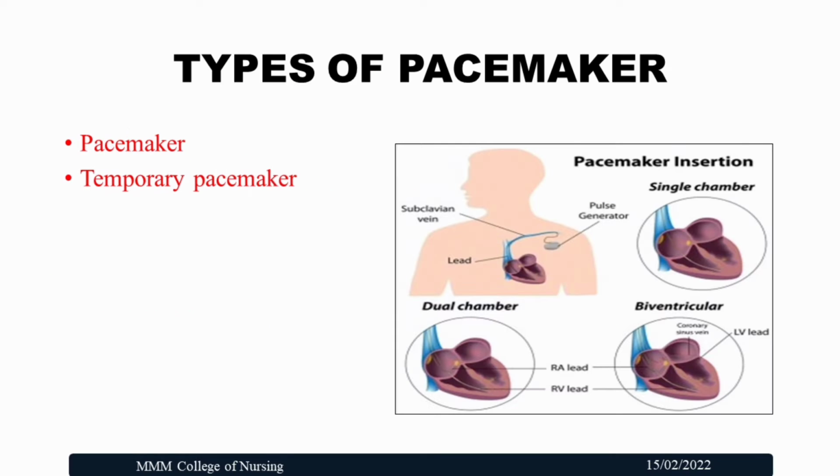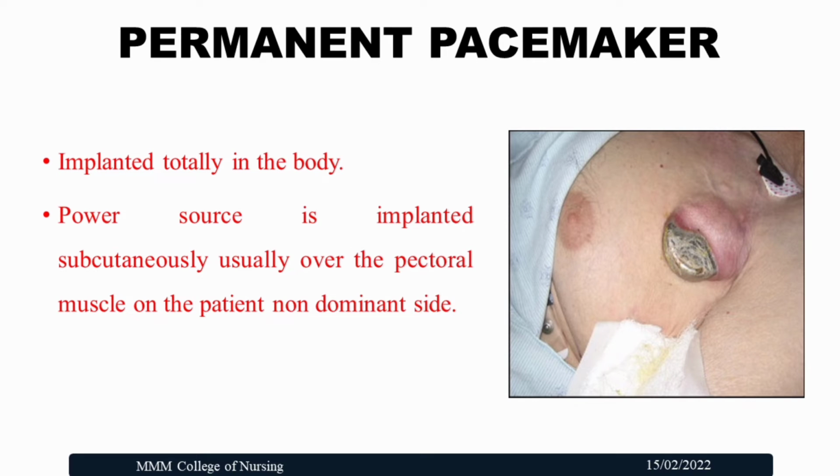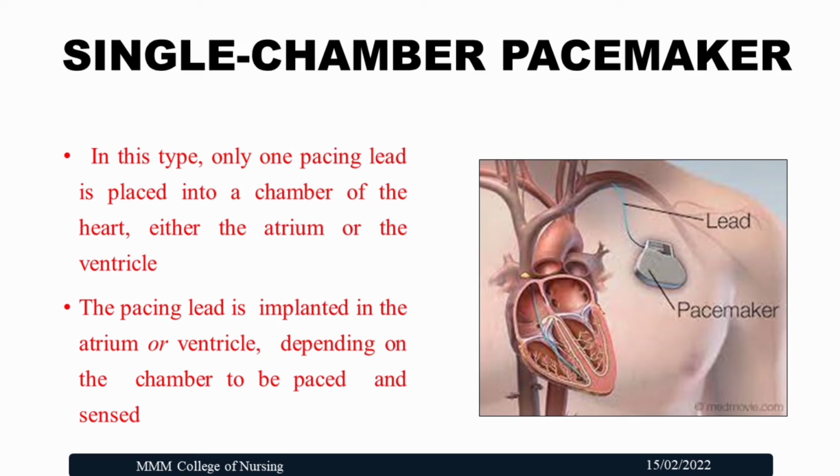Next, we'll move on to the types of pacemaker. There are two types: the permanent pacemaker and the temporary pacemaker. Let's see the permanent pacemaker. The permanent pacemaker is implanted totally in the body. The power source is implanted subcutaneously, usually over the pectoral muscles on the patient's non-dominant side. The permanent pacemaker has two kinds: a single chamber pacemaker and a dual chamber pacemaker.